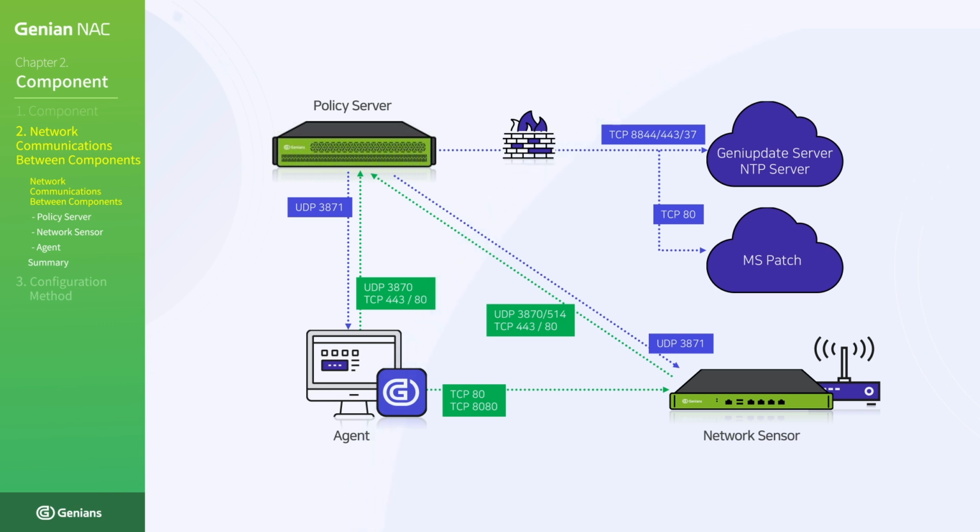Additionally, the network sensor requires communication back to the policy server. The agent also needs to communicate with both the policy server and the network sensor. The reason for defining network communication for each component is to ensure that if systems like firewalls or packet management tools exist in these communication paths, the appropriate exceptions can be configured.